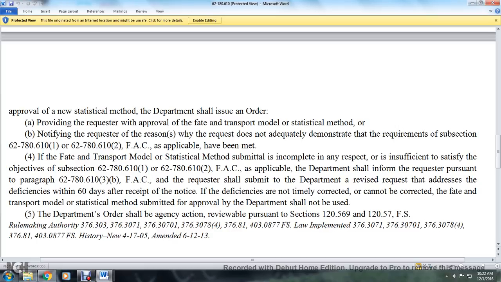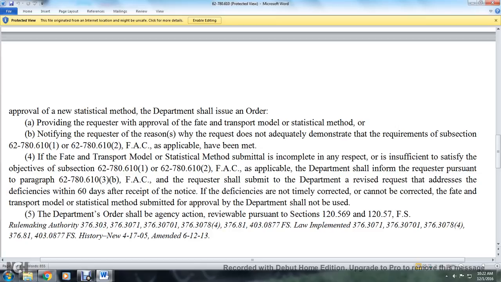As applicable, have been met. The freight and transport model statistical methods submitted are complete and sufficient to satisfy the objectives of subsection 62-780.610(1) and (2). As applicable, the documentation is informed to the requester pursuant to paragraph 62-780.610(3)(b).